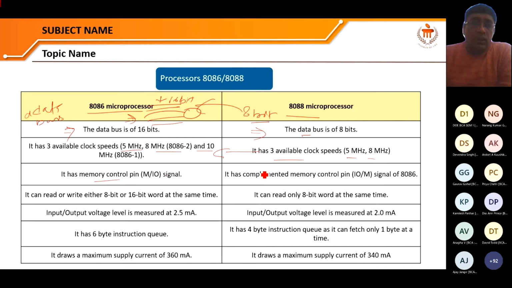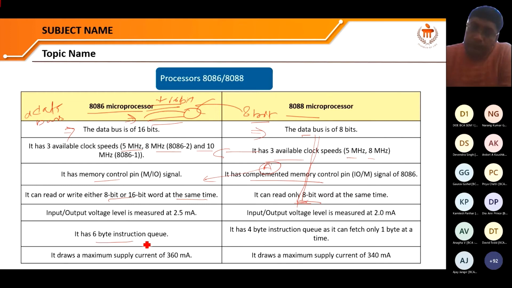8086. It can read and write either an 8-bit or a 16-bit word at the same time because it has a 16-bit bus, and it can only read 8-bit. Why? Because it has data buses of 8-bit. It has a 6-byte instruction queue. It has a 4-byte to 1-byte instruction queue. Here is a 6-byte and here is a 4-byte to 1-byte. So here also it is a faster queue.